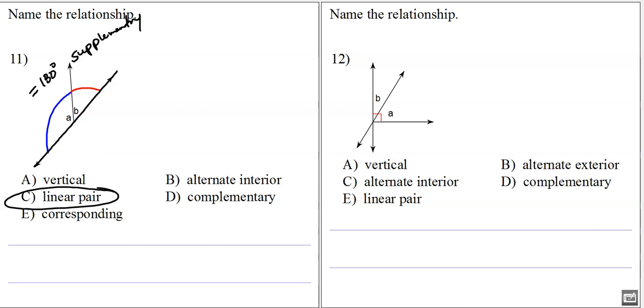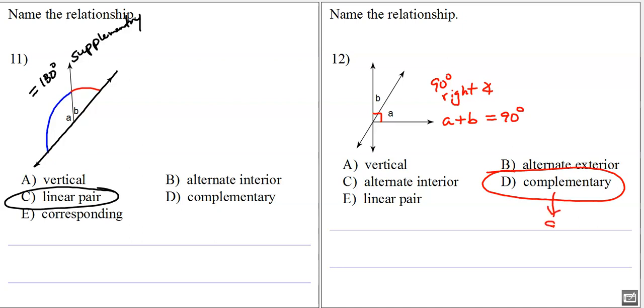Number 12, the most important part is this little red box, which implies 90 degrees or a right angle. So when two angles add up, B plus A, I know they have to equal 90 because they form that right angle. That means they are complementary. So complementary means equals 90 degrees.